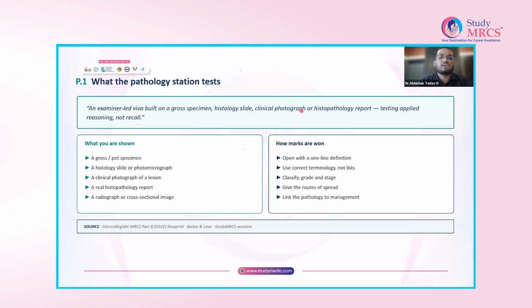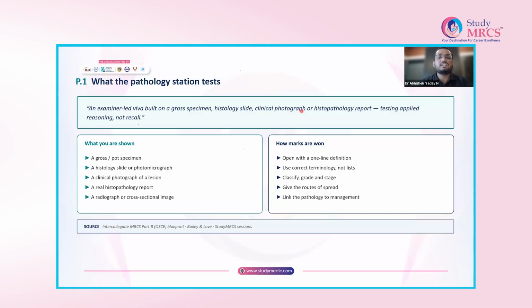The examination of pathology will revolve around 4 main things. One is gross specimens, which may be an actual gross specimen itself, or a photograph of the gross specimen, or a photograph of a histological slide. Then there may be clinical pathological lesions shown, or an actual histopathological report, and most of the time it will be a histopathological report rather than photographs. You may also have radiographs which might help you arrive at the diagnosis. Most of the questions will revolve around these specimens.